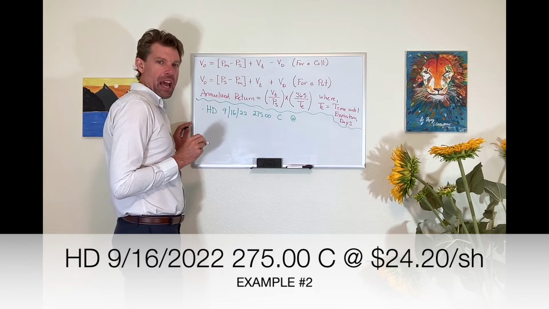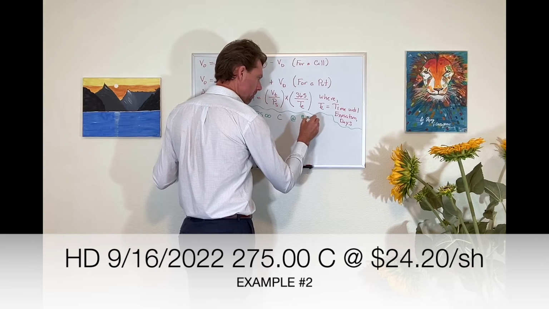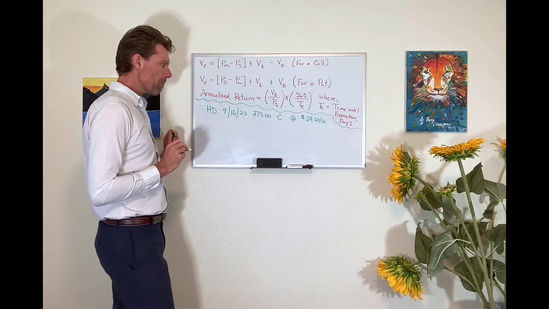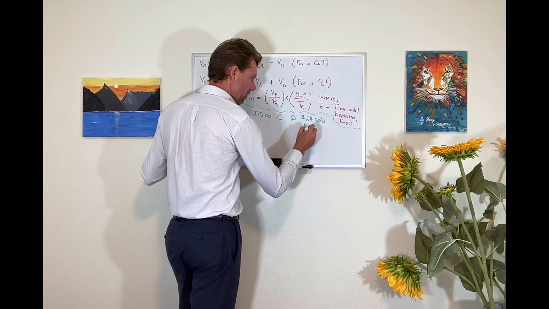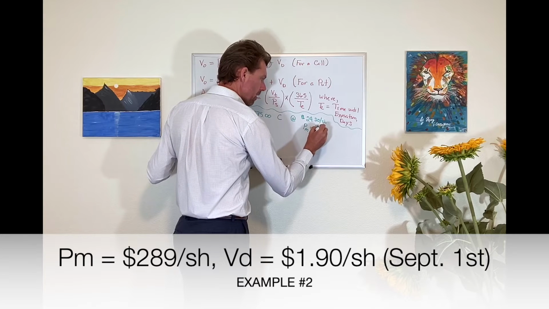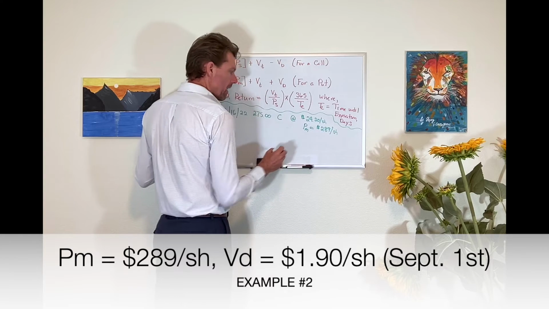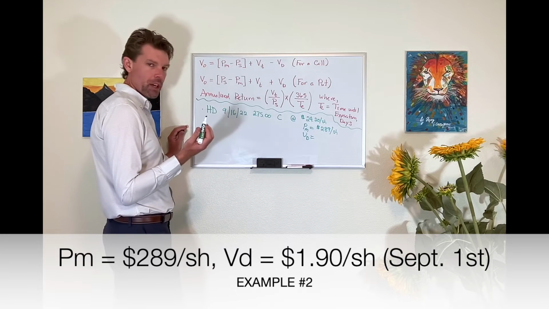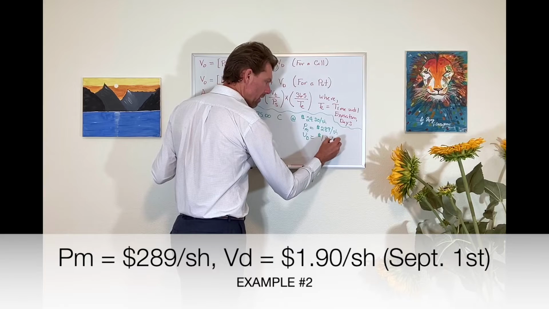It's trading at $24.20. Now, the market price is the same. It hasn't changed. It's still $289, just as in the former example. And we have the same expiration date. It's still going to pay a dividend on September 1st of $1.90.